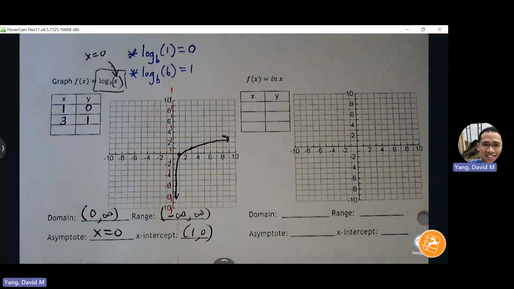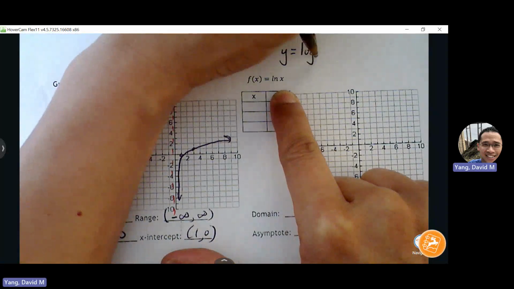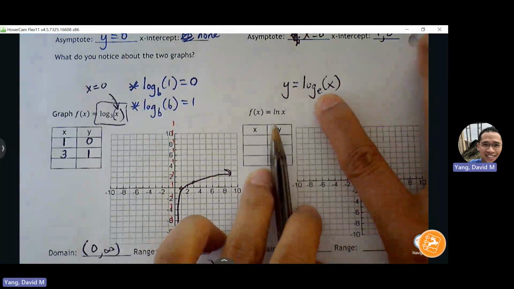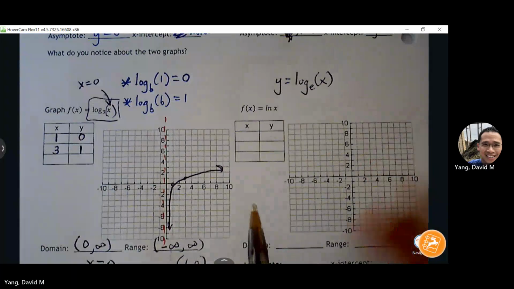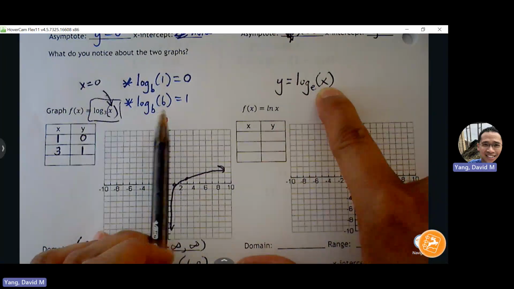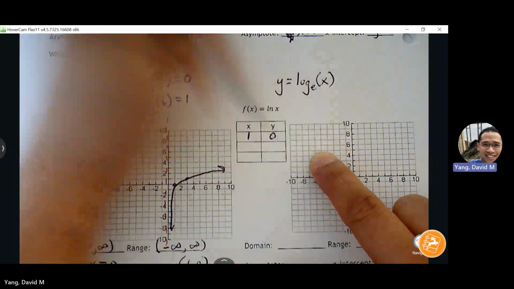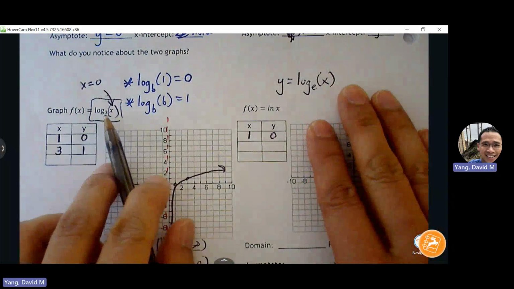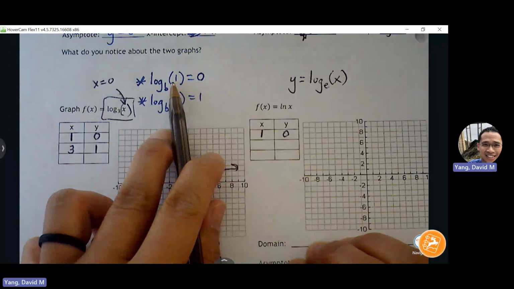Okay, natural log of x, same idea. Let me write it in the form that lets us see the base a little bit better. I'll say log base e of x. Same thing, it's just visually a little bit more clear. Okay, we're going to take advantage of the same properties. So natural log of 1 is equal to 0. Just like this, right? Log base 3 of 1, it doesn't matter what the base is, log of 1 is always 0, right?